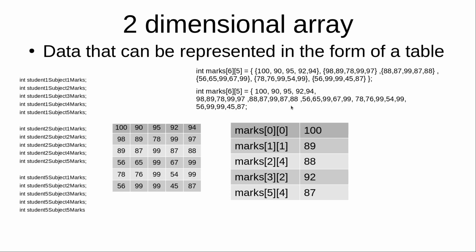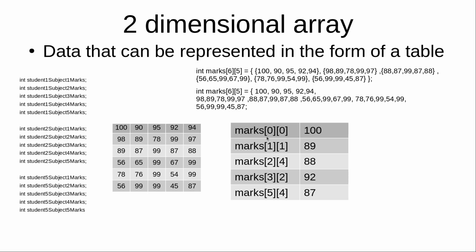So again we'll see here we had 30 variables in the normal way to represent these 30 values, but here we just have one particular variable name. So how do we access these 30 values using a single variable name? Okay, we'll just look at some of the examples.